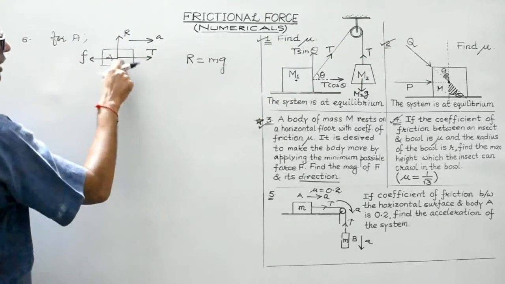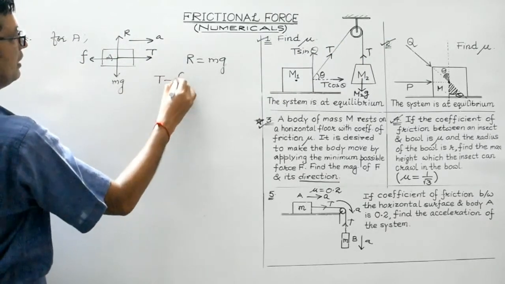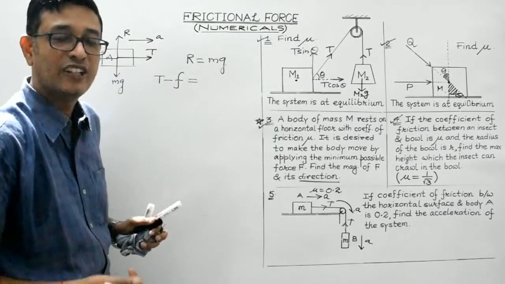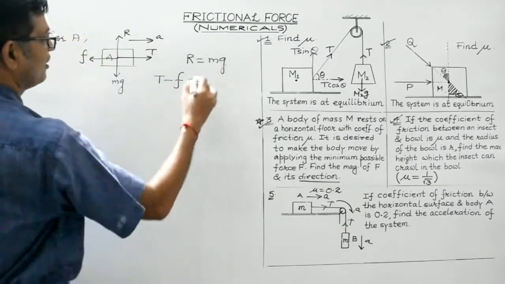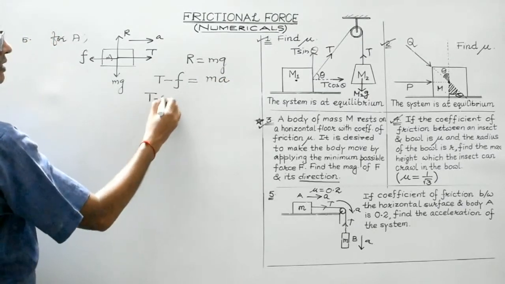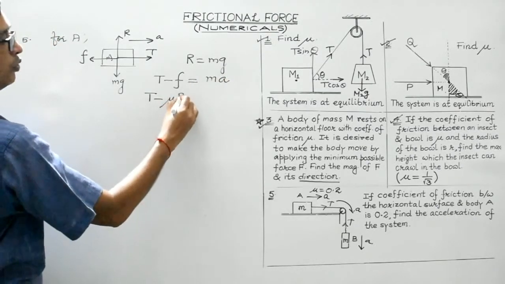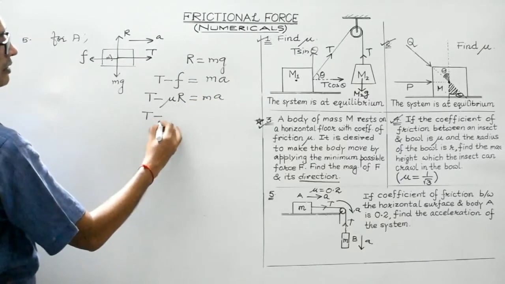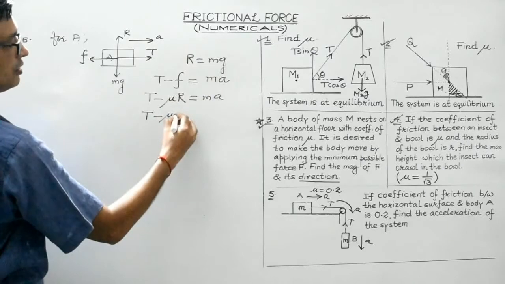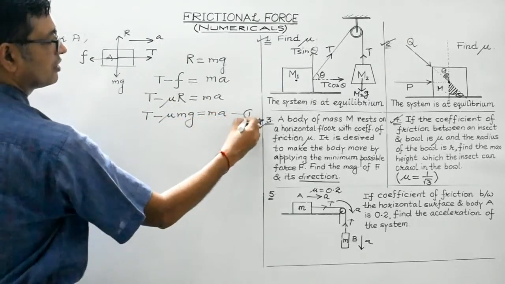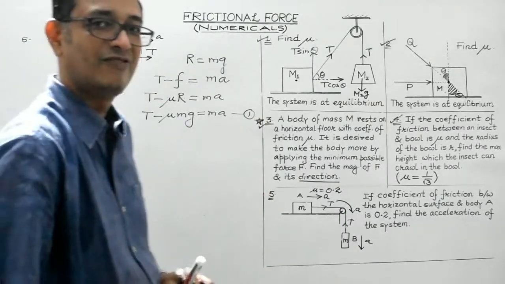So what is the net force acting over here? It is T minus F. This is the net force acting on it, and as per Newton's second law, net force is mass into acceleration. Its mass is m, acceleration is a. So T minus F, we are aware, F is equal to mu R. So that will give us T minus mu mg is equal to ma. So this is equation number 1, right?